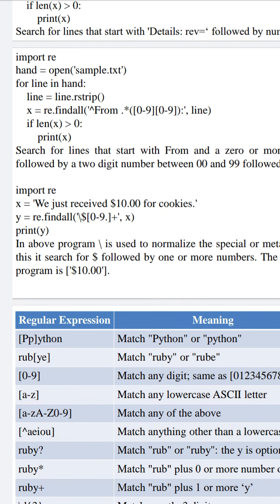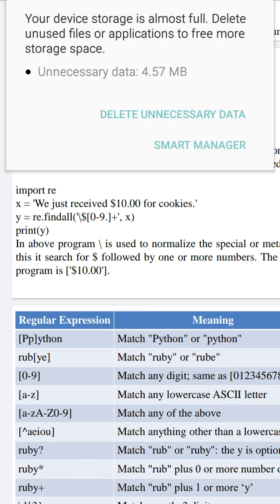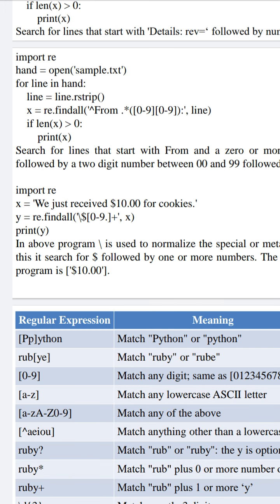So the above program is written to search for lines that start with From and 0 or more characters followed by a 2-digit number between 00 and 99 followed by a colon.